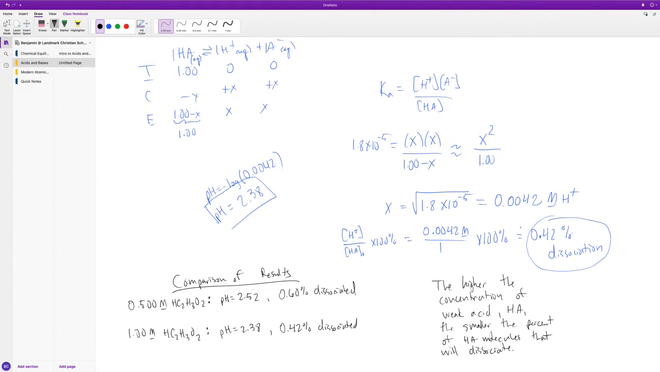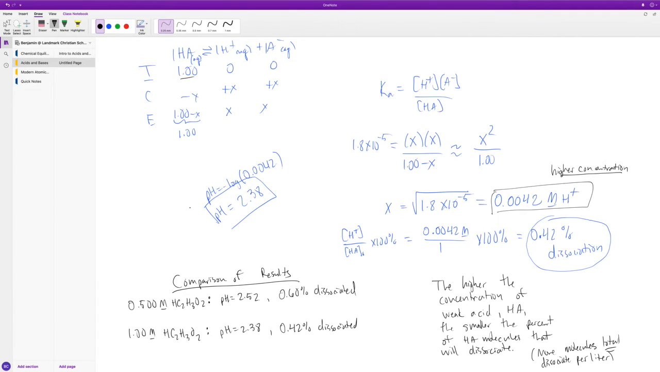Okay, here we can actually see that more molecules total dissociate per liter. In terms of the molarity, it is a higher molarity. H plus is 0.0042, and that's higher concentration. Okay, the higher concentration weak acid generated a higher concentration of H plus.